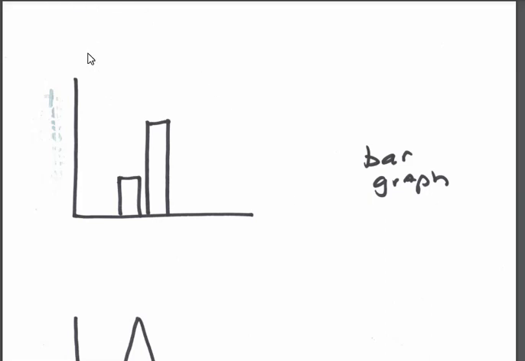Hey, this is Brother Barnes, and we're thinking about some scientific data analyses. This type of graph is called what?